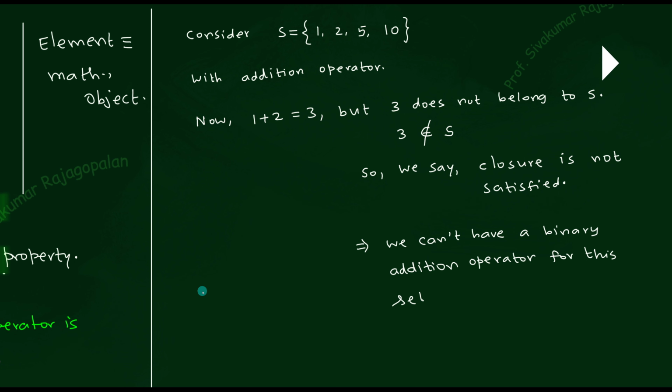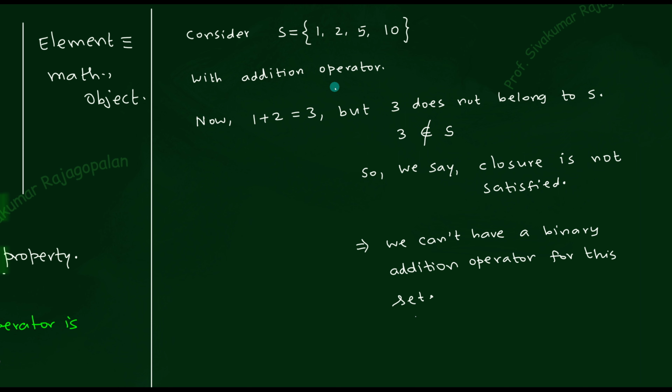Okay, for this set, let me write that down. So this is the conclusion. The conclusion is we cannot have a binary operator as addition for our problem. For our problem means for this particular set. If this is the set given to you, and addition is given as an operator, the question is, can you qualify this operator as a binary operator? Can you give that qualification to it? The answer is no. We cannot give the qualification of binary operator to the addition operator.